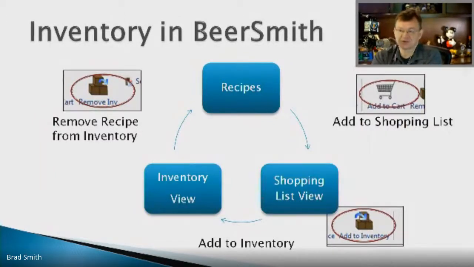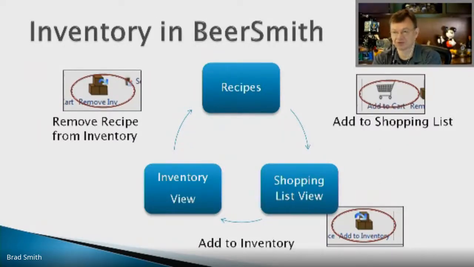BeerSmith also has an inventory feature, so you can take a recipe and add it to the shopping list, and it'll literally take all the ingredients in the recipe and add them to the shopping list view. You can print out that shopping list view, go to the local store, and get your ingredients. Then you can pick those shopping list ingredients and add them to the inventory view, where you can view the ingredients you have in stock. And then you can remove a recipe from inventory just by clicking the remove from inventory button, and that sort of completes the whole cycle here. So it's a way of managing your inventory of ingredients, if you like.